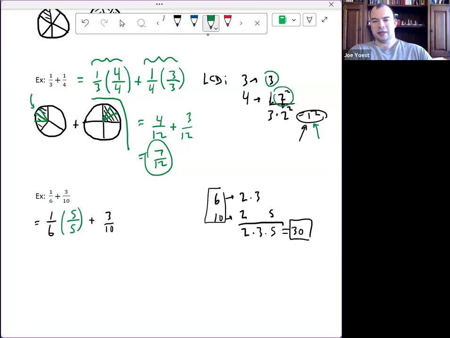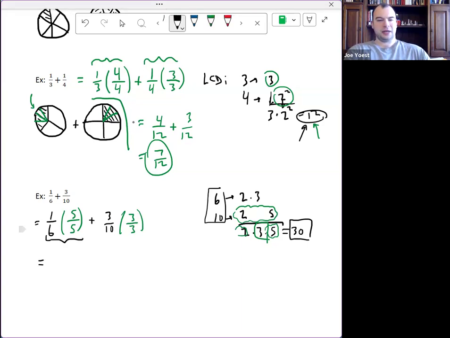And then similarly, 3/10. 10 uses the 2 and the 5. What do I need to append onto that 2 and 5 to make this whole set of building blocks? I need to pick up a 3. So the denominator 10 times 3 gives me 30, and of course I multiply by 3/3 so that I don't change the value.